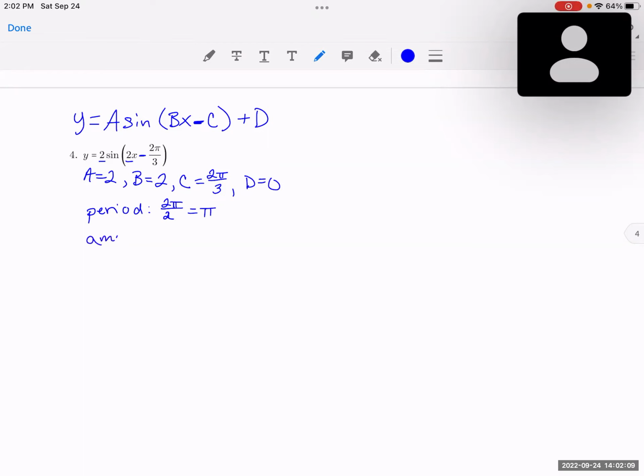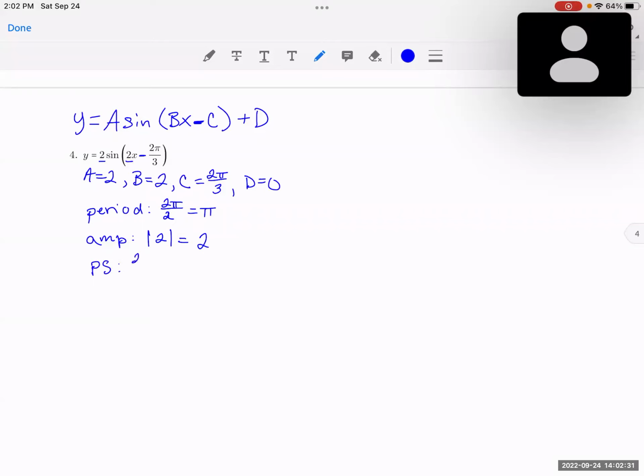And our amplitude is the absolute value of a, which is 2, and the absolute value of 2 is 2. So our amplitude is 2. We are going to bounce up 2 and down 2 from the baseline as we wave. And then our phase shift here is going to be c divided by b.